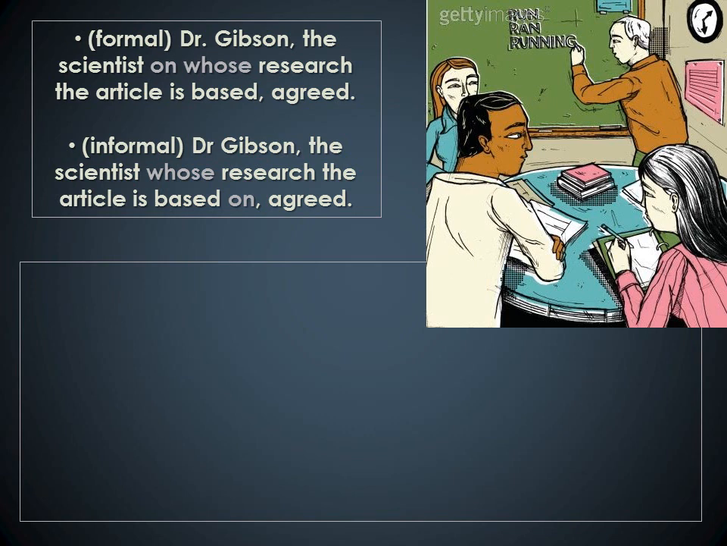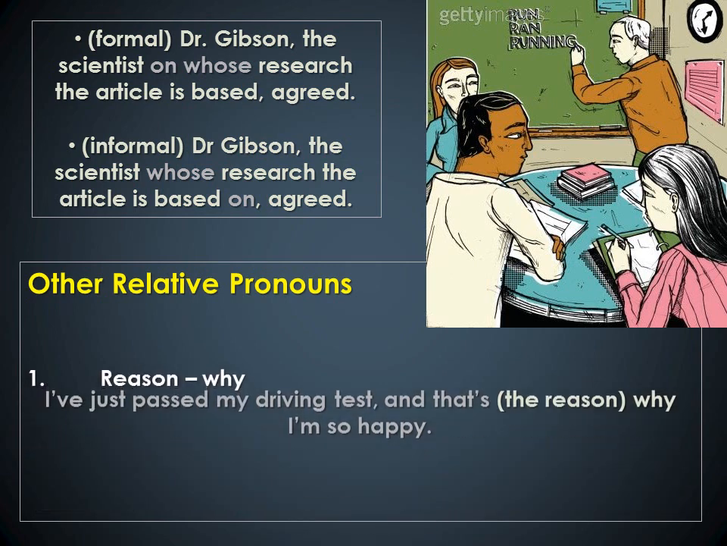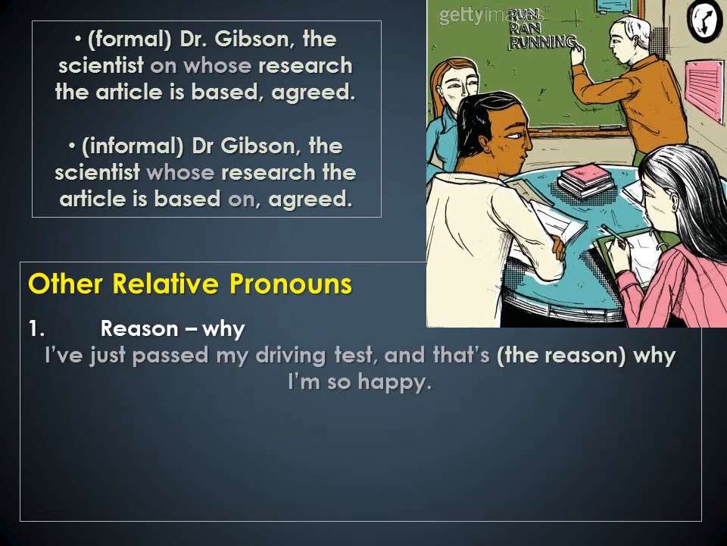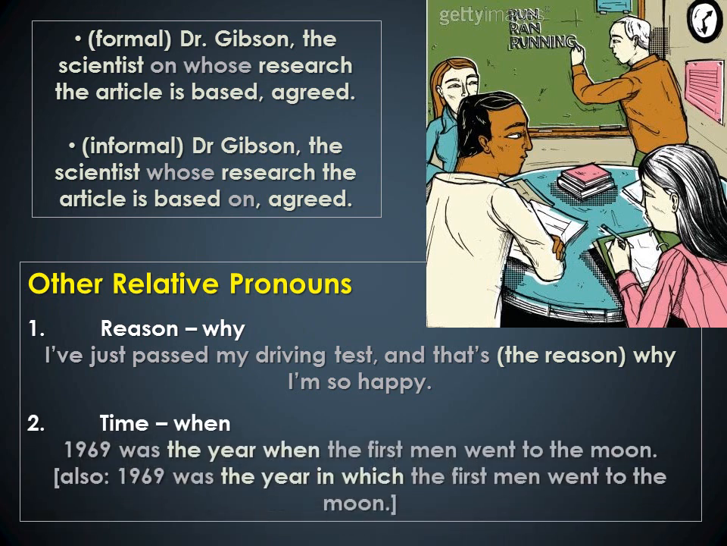Okay. Now, there are other types of relative pronouns, and in my opinion, as they're pretty similar to Portuguese, I don't think you have any difficulty dealing with them. We're talking about these other relative pronouns. Why? Expressing reason. I've just passed my driving test, and that is the reason, optional, why I'm so happy. Then time, we use when. See, 1969 was the year when the first man went to the moon.